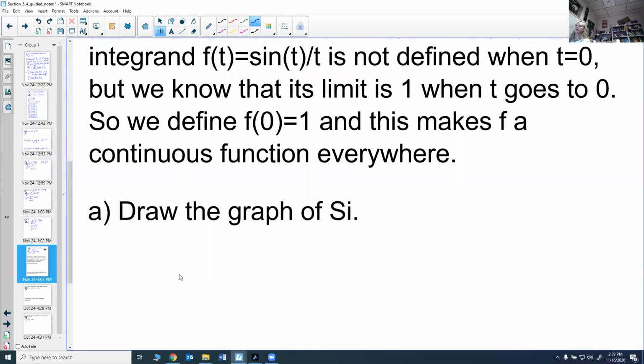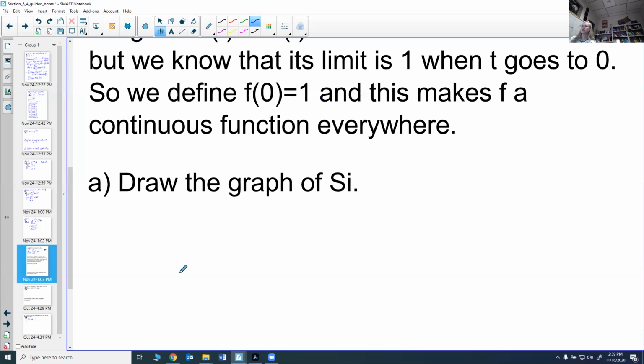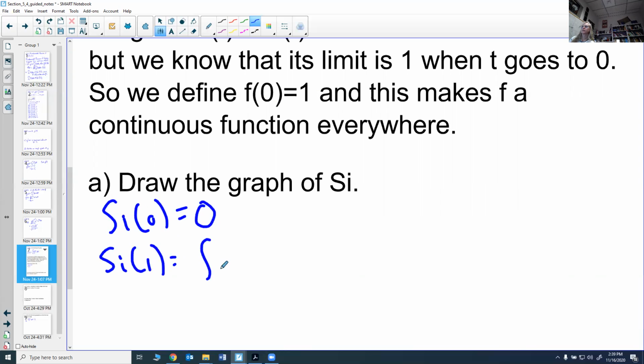We can do this numerically with your calculator, with Desmos. So the first thing to do is to find out what psi is at 0. We already know that one. That one's 0. We want to find psi at 1. That would be the integral from 0 to 1 of sine of t over t dt. So now you would take out Desmos and find out what this is. So let me bring Desmos up.